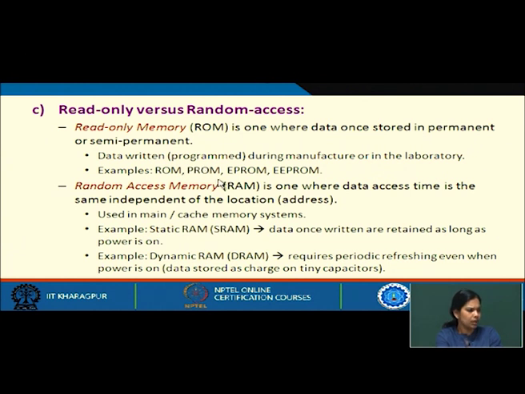Now, random access memory is one where the data access time is the same, independent of the location. So, whether we access the first location or the last location, the access time will be the same. And where it is used?